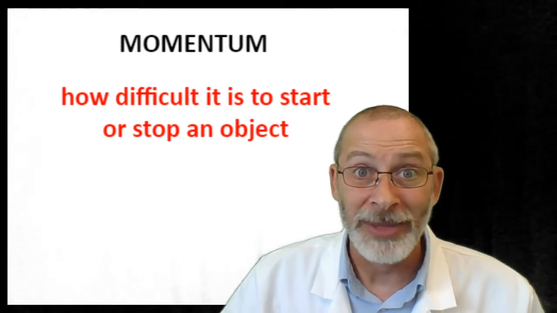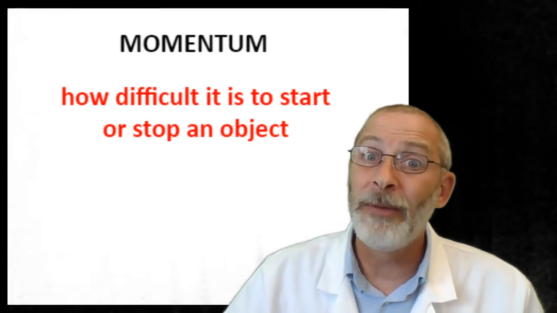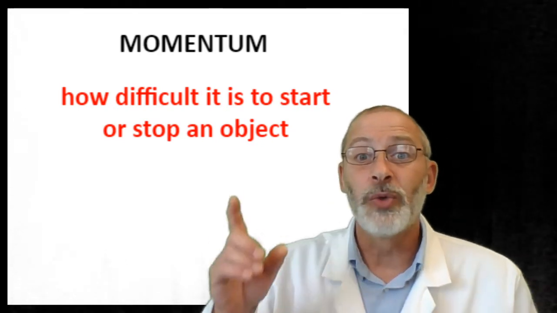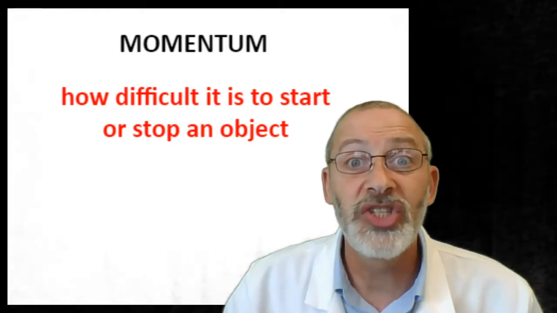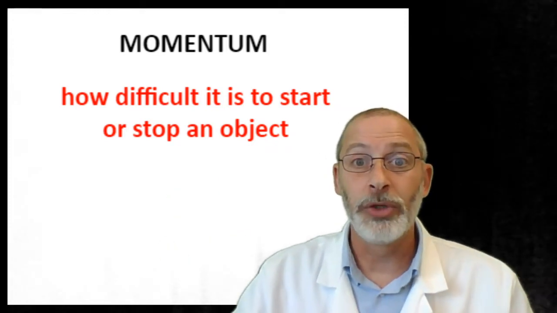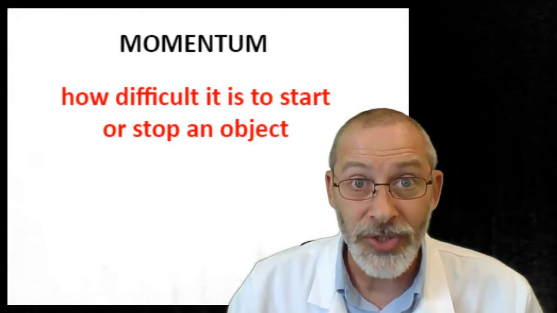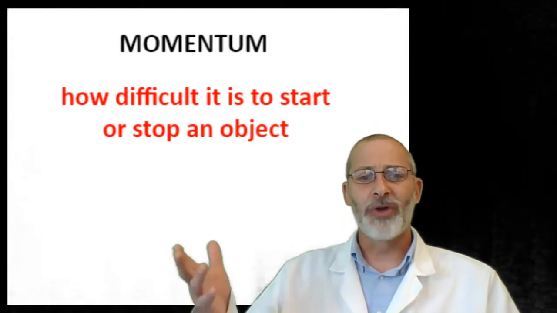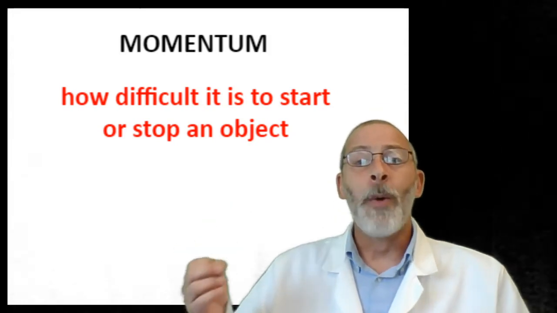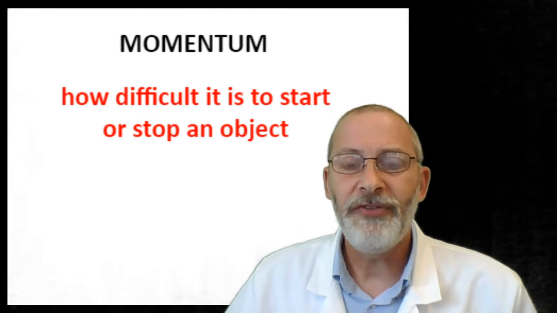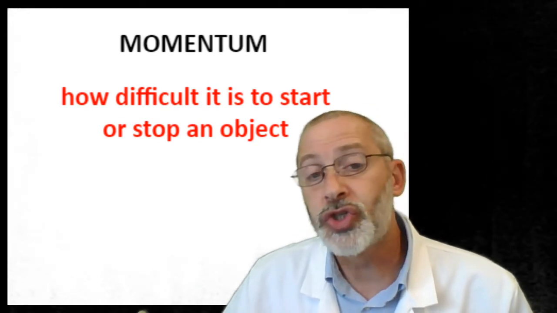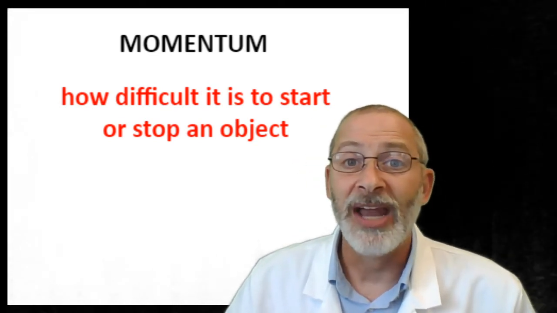I'd be running away from the elephant, because that elephant could do a lot more damage to me, because it would be a lot more difficult to stop the elephant than it would be to stop a mouse. What we're describing is momentum, the difficulty it is to start or to stop an object.